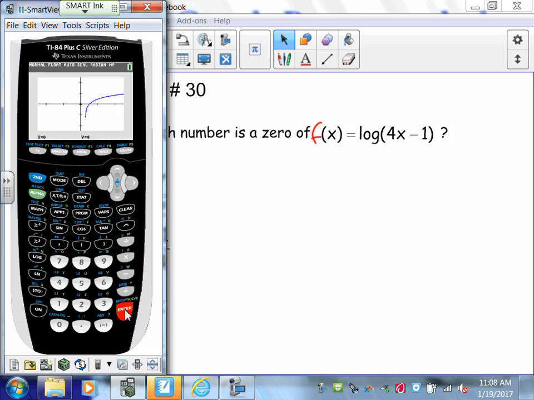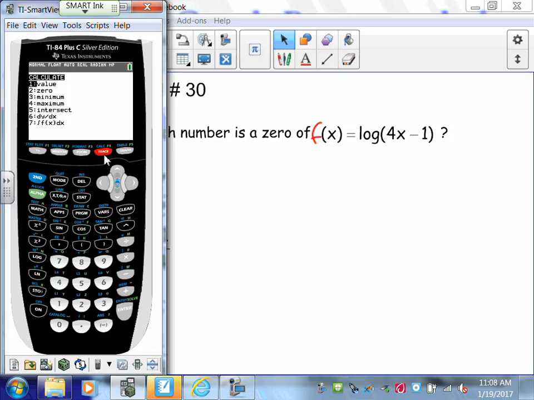Hit 2 and then hit enter. You have to hit enter to let it zoom in. Okay, all right. Here we go. Second trace.